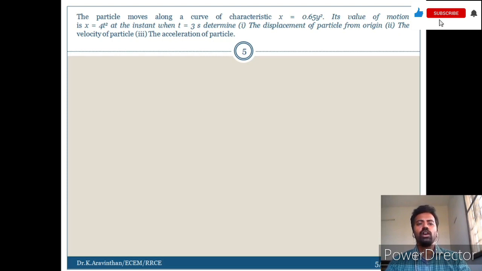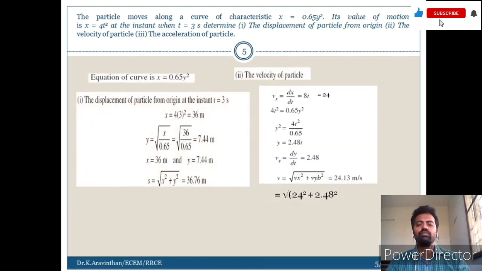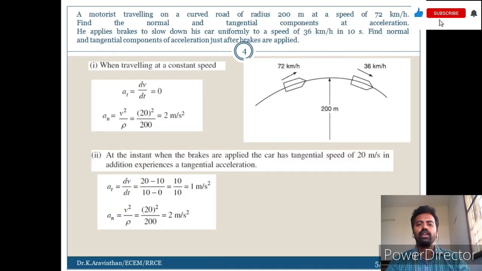The particle moves along the curve of a characteristic of x. Note that there are two components here. I will take this example. This curve has an equation. Each and every curve has an equation. This is a road oriented component, and the object oriented component is the car. So two things are here. You have to differentiate these two components. One is the road which is in a curved path, and the car which moves in the curved path.